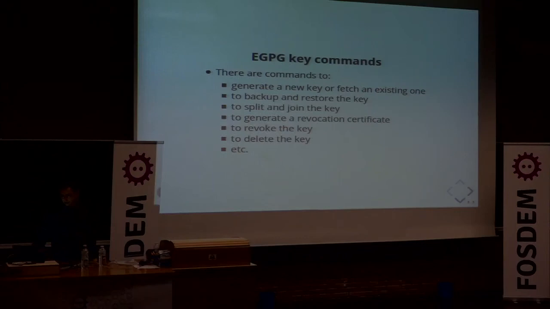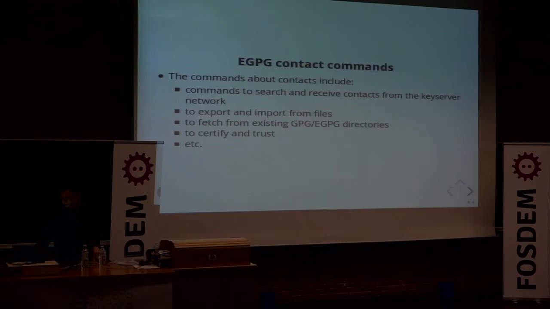EGPG key commands. There are commands to generate a new key or fetch an existing one, to backup and restore the key, to split and join the key, to generate a revocation certificate, to revoke the key, to delete the key, etc. EGPG contact commands. The commands about contacts include commands to search and receive contacts from the key server network, to export and import from files, to fetch from existing GPG or EGPG directories, to certify and trust, etc.